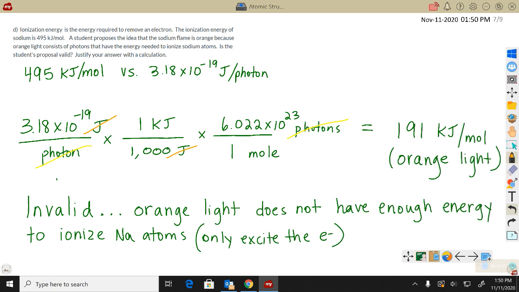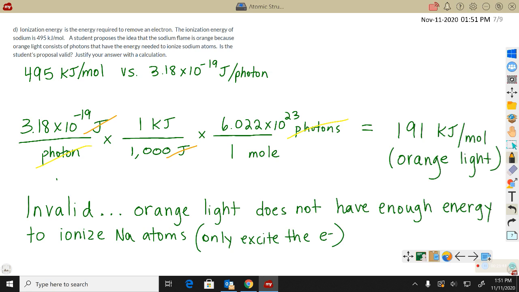In fact, we're just exciting the electrons. The orange energy causes the electrons to move up and down the energy levels, and I'm adding 191 kilojoules to get the electrons to move up the energy levels, which then we're releasing 191 kilojoules when the electrons fall back down, and then I see the orange light. But the electrons are not being removed from the atom. They're just being excited and moving up to higher energy levels, but they're not being totally removed from the atom. Orange light would not be enough energy to ionize the atoms.